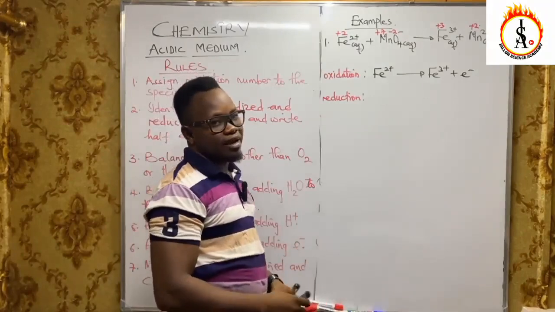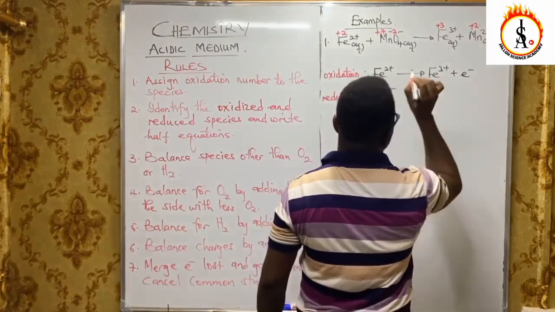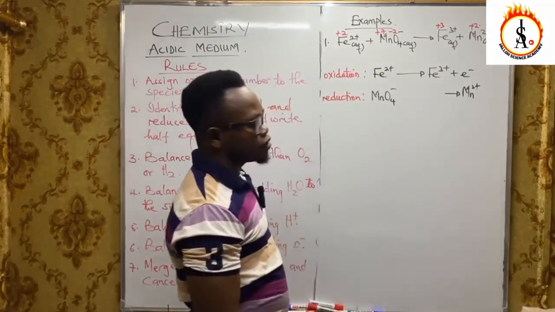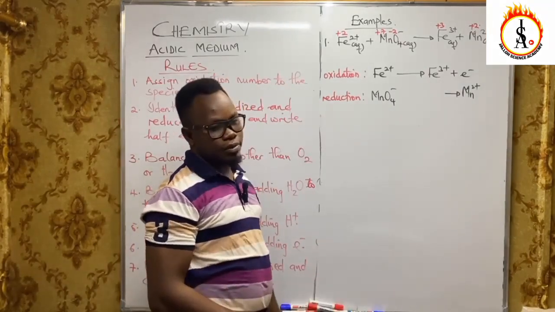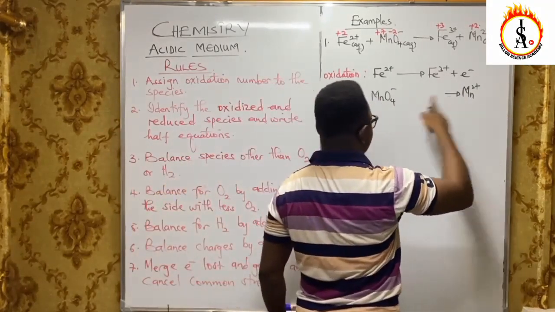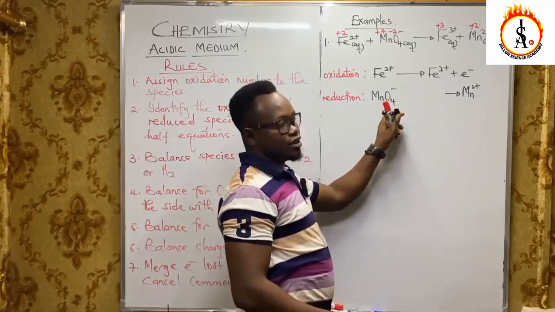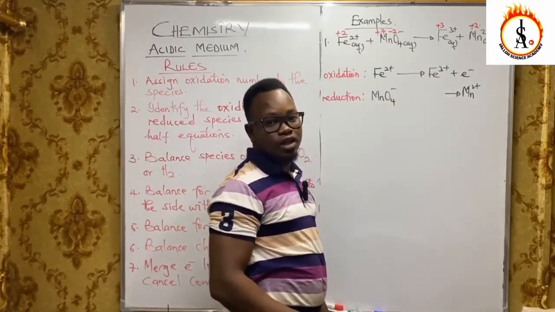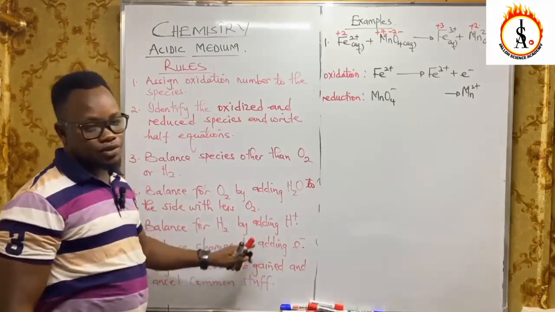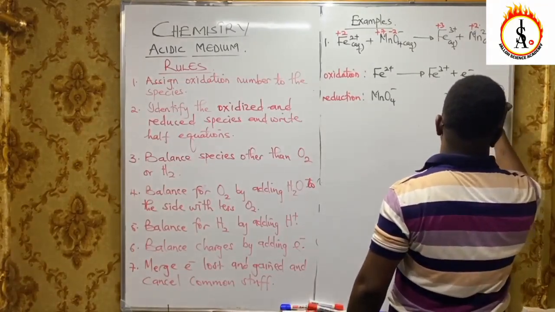The reduction half, we have the tetraoxomanganate(VII) ion reducing into the manganese ion. So in this situation, we have to balance this. How do we go about balancing this? We first of all balance atoms that are not oxygen or hydrogen. We have one atom of manganese here and here also, one atom of manganese. But on this side, we have oxygen, and on that side, we don't have oxygen. And we said to balance for oxygen, we add water to the side with less oxygen. So we're going to add H2O to this side.